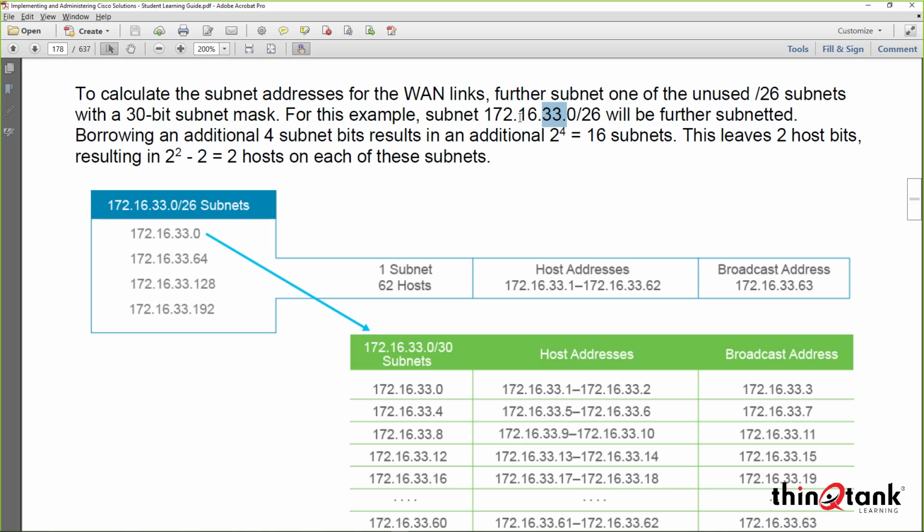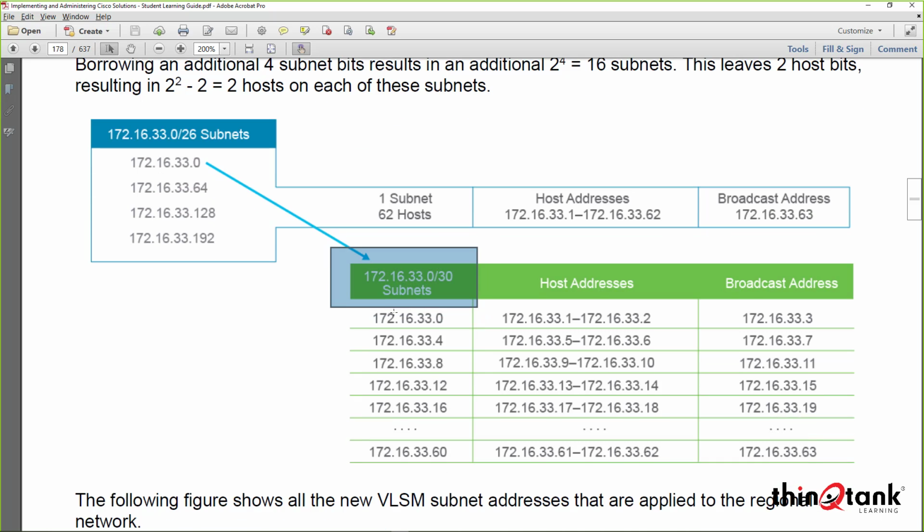But remember, you have to subtract 2 because you have to account for the network ID and the broadcast ID. So that's perfect. Then we just start allocating those subnets. So we're taking the next logical 33.0/26 subnet and dividing it based on /30. All right, so there's 33.0, 33.4, 33.8, 33.12.